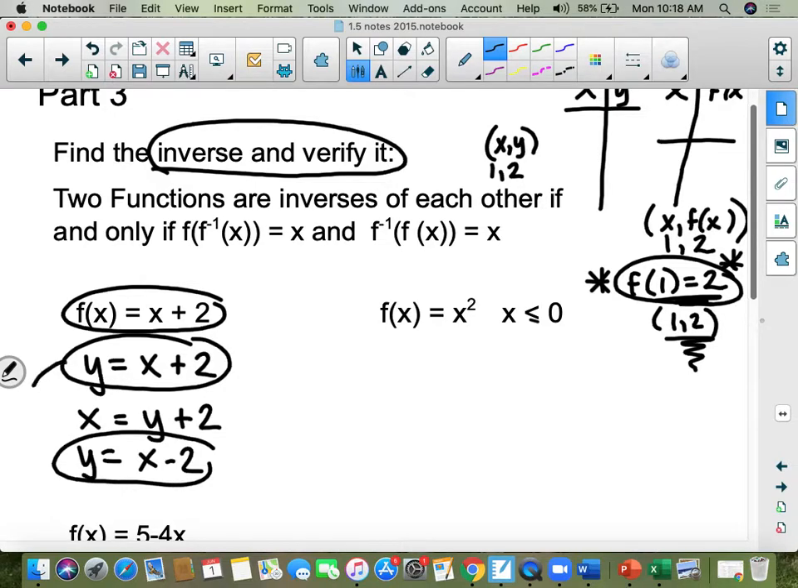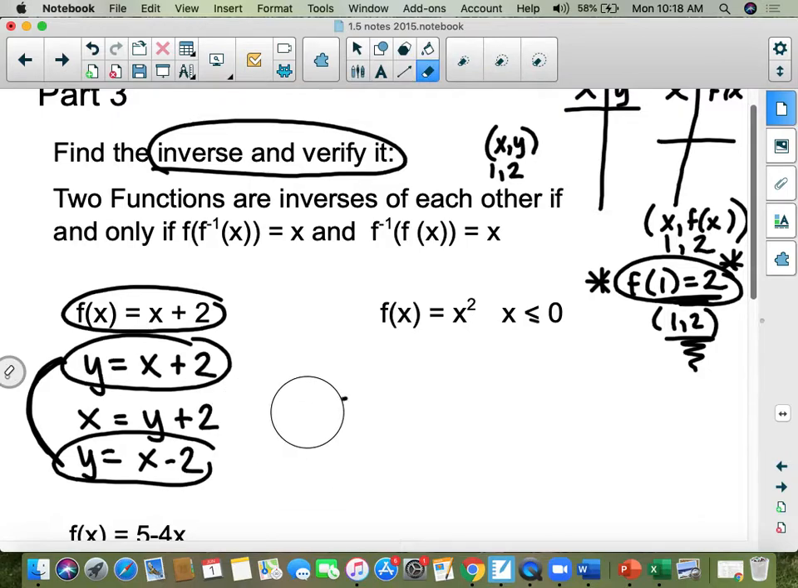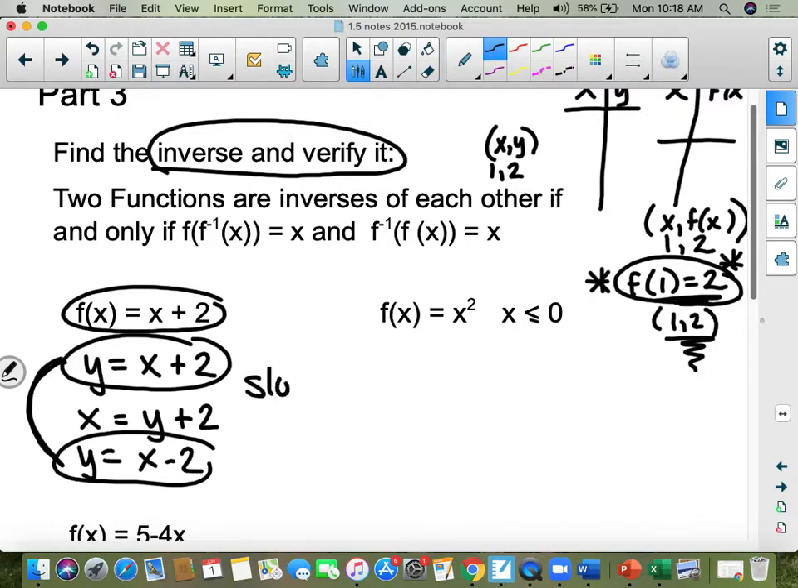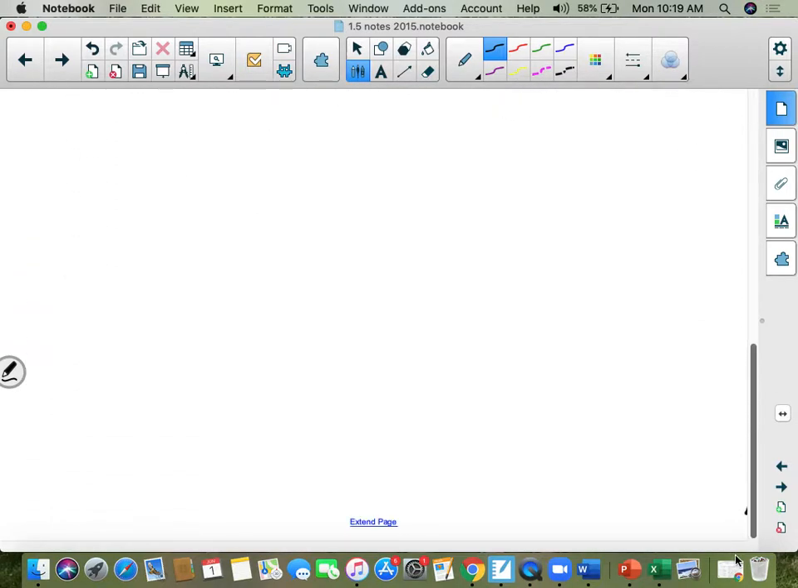These two right here are said to be inverses of each other. And to know if they're inverses of each other, their slopes, when multiplied together, have to equal 1. They're not opposite reciprocals. I want to go over that with you. Let's bring this way down here.